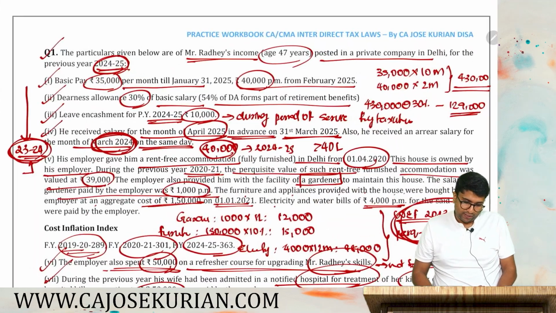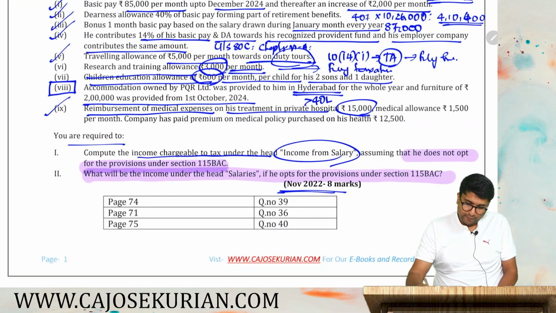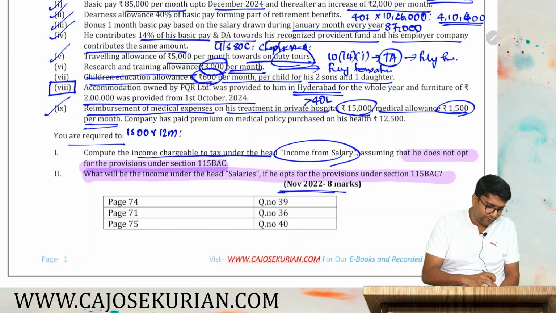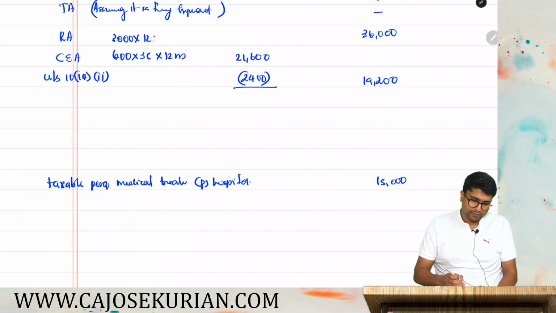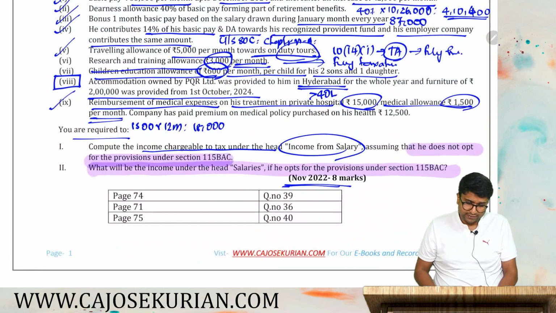Then what is next? Next one is medical allowance of 1,500 per month. Medical allowance is fully taxable. So 1,500 into 12 months, it will be 18,000. Medical allowance shall be fully taxable. So we can write medical allowance 18,000 fully taxable.